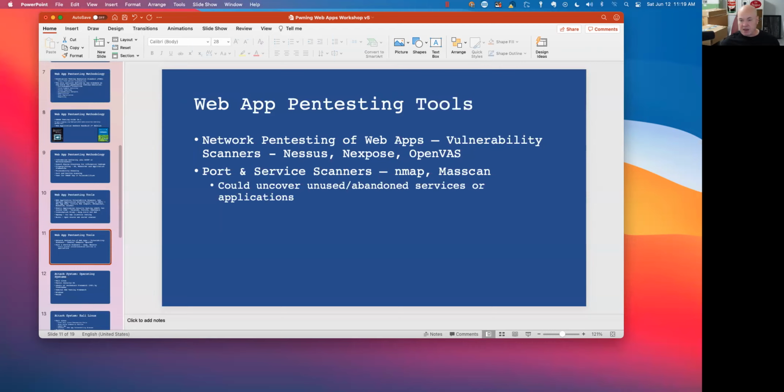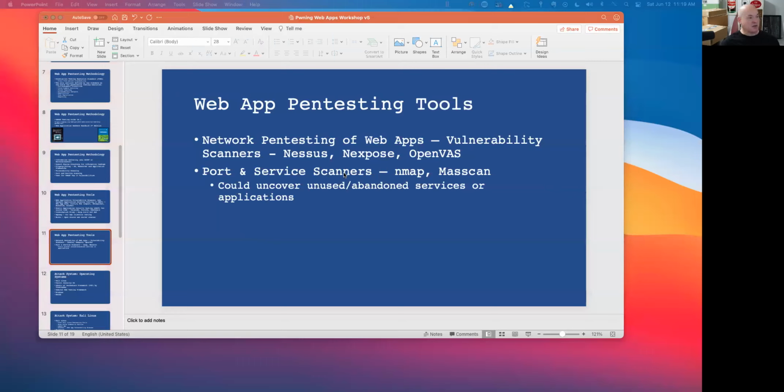So Nessus CE may be what Nessus Essentials or Nessus Home was, because it's changed names, but it's limited to 16 IP addresses. But there are some companies that are small enough that could use that for all their stuff.